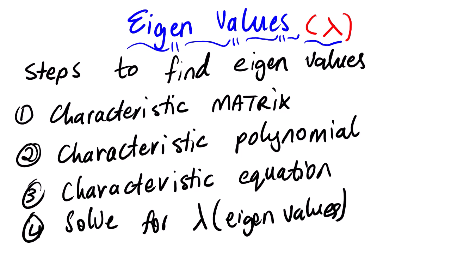The first step, we need to find the characteristic matrix. The second step, we need to find the characteristic polynomial or determinant. Step number 3, we need to find the characteristic equation, and then the last step is where we find our eigenvalues. Now you can see that this is the symbol we use for eigenvalues. Let us look at an example to actually dwell much on these steps.